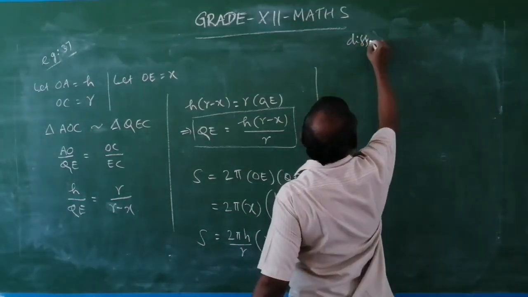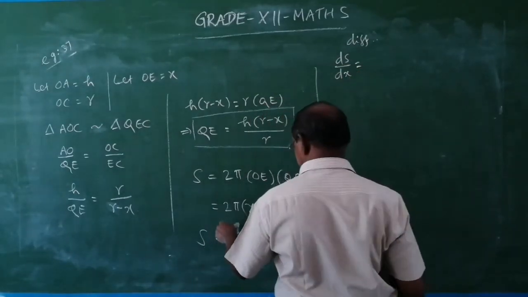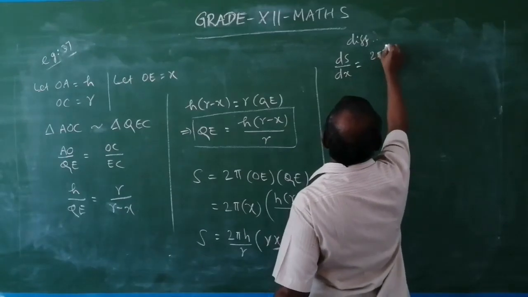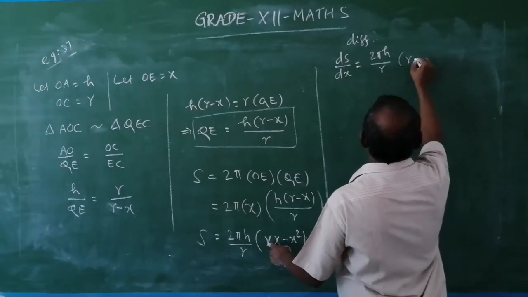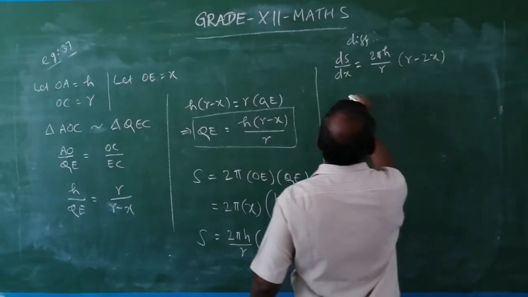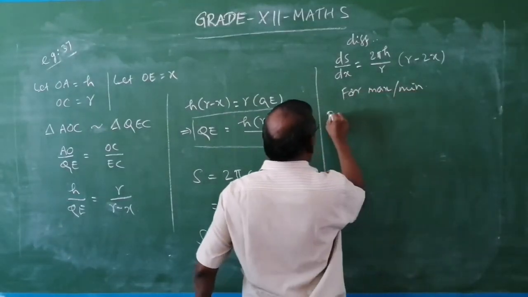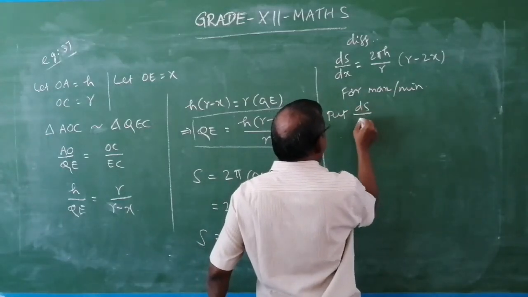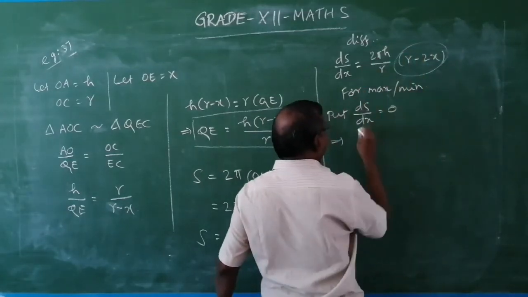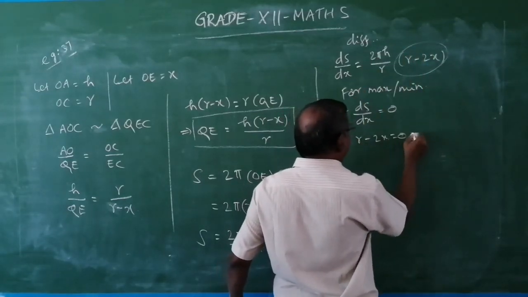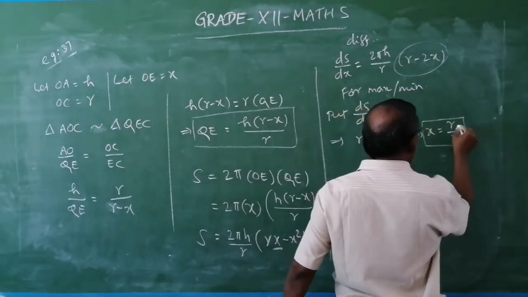Differentiating, we have dS by dx. The constant is 2 pi H by R, and then differentiating the function, this is R minus 2x. For maximum or minimum, put the first derivative as 0. So, dS by dx equal to 0, which gives this part. These are all constants. So, R minus 2x only 0. So, x equal to R by 2.